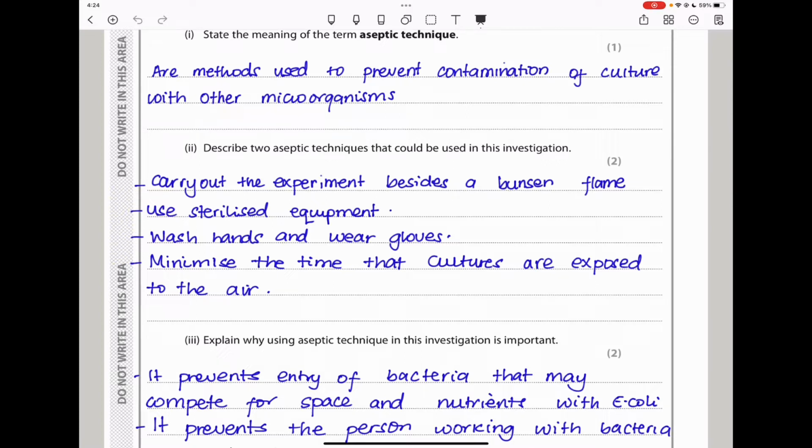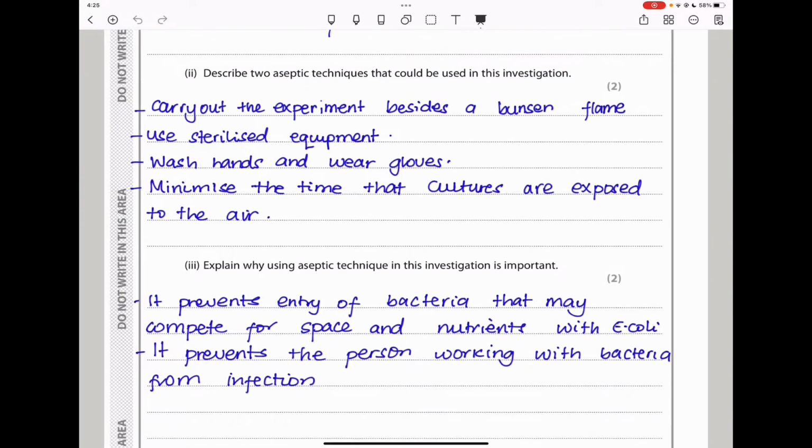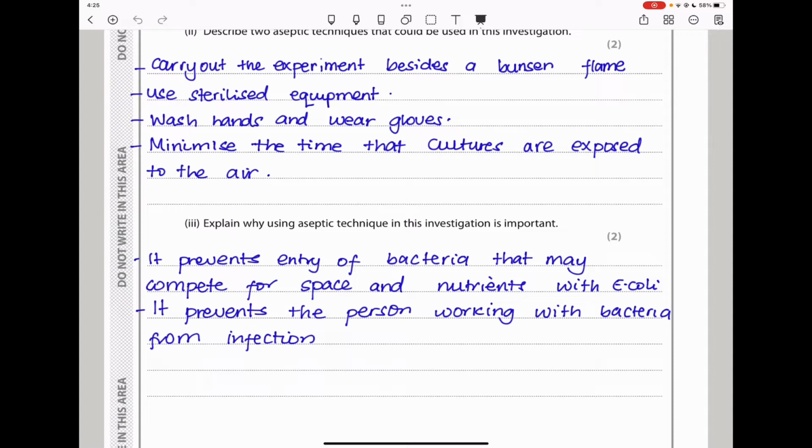That is okay. We can also minimize the time that the cultures are exposed to the air. Remember, in the air, there are some microorganisms, so if you do not expose your cultures to the air for longer periods of time, you minimize the number of unwanted microorganisms that could enter into your intended culture. So that is creating aseptic techniques. Next, they say, explain why using aseptic techniques in this investigation is important.